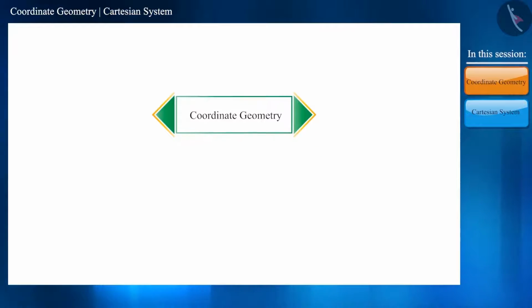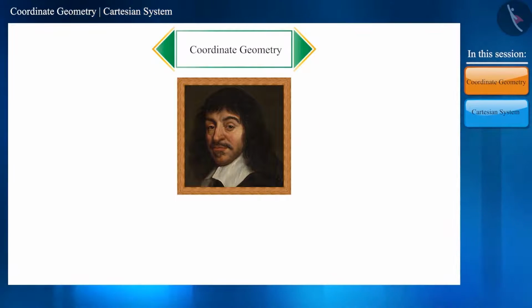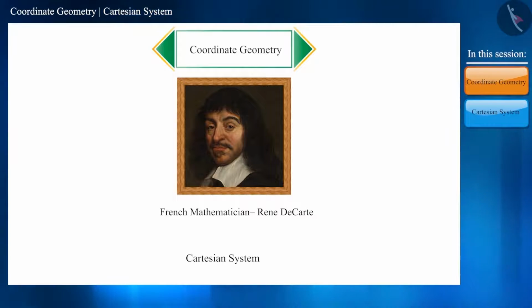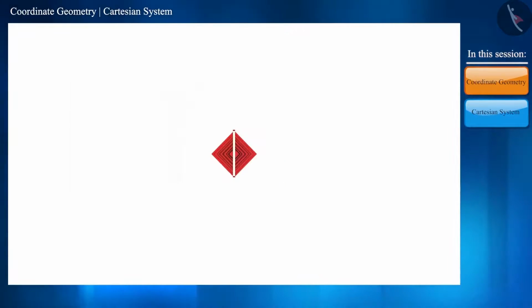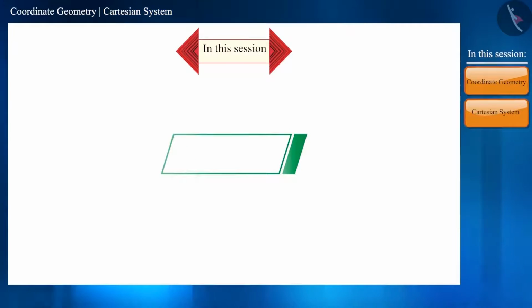The origin of coordinate geometry was done by the great French mathematician René Descartes. That is why it is also called the Cartesian System. In this session, we'll discuss the Cartesian System in detail.